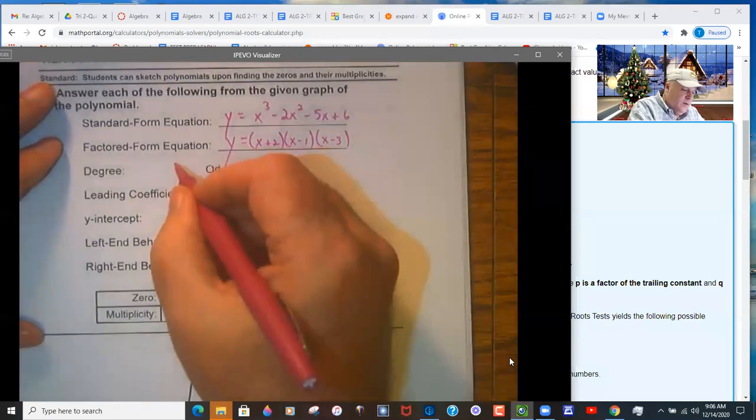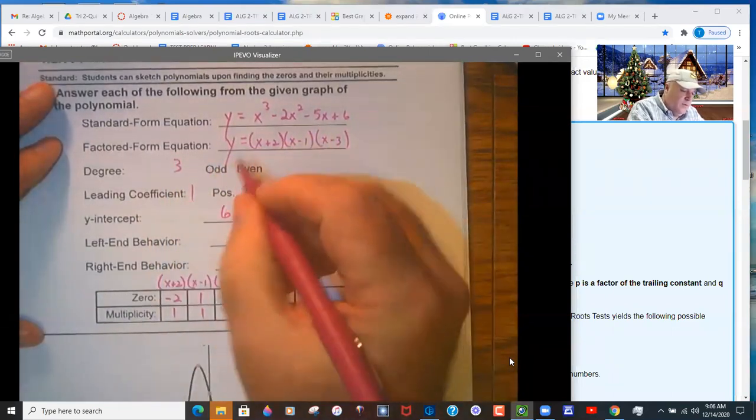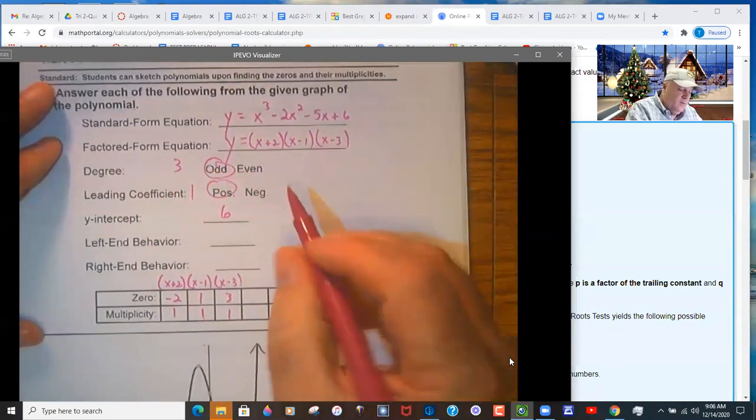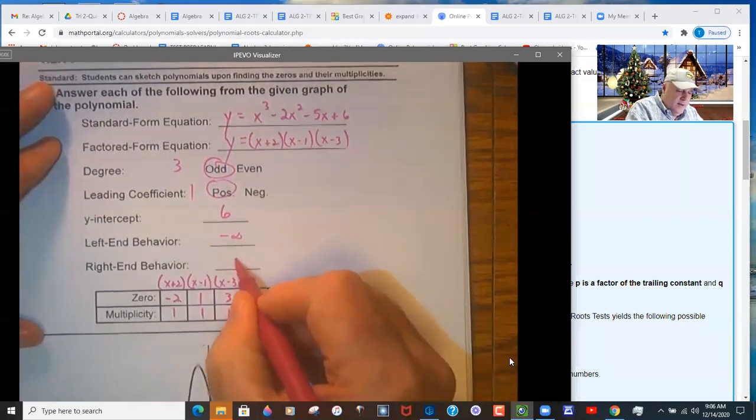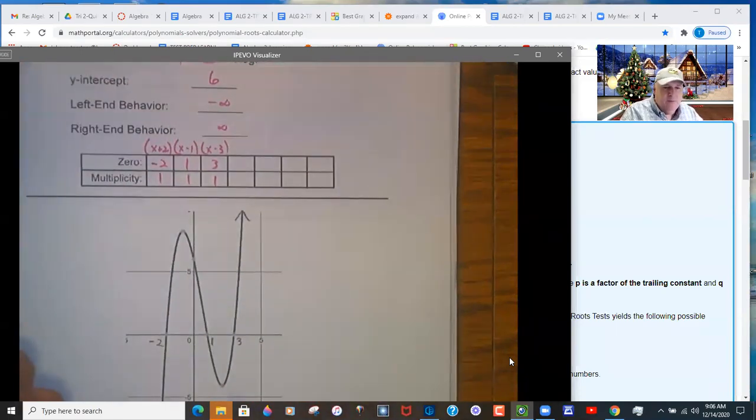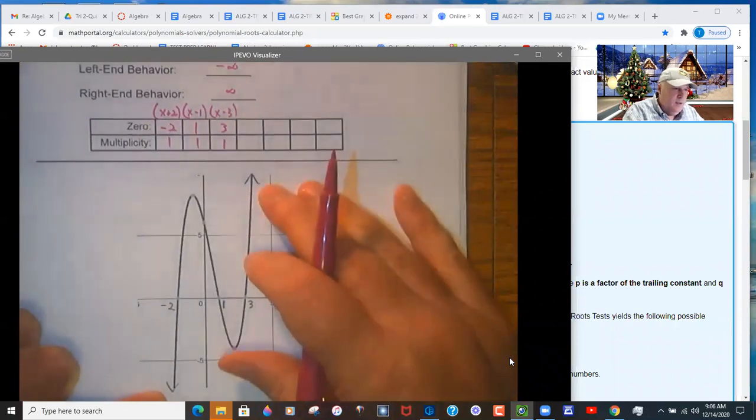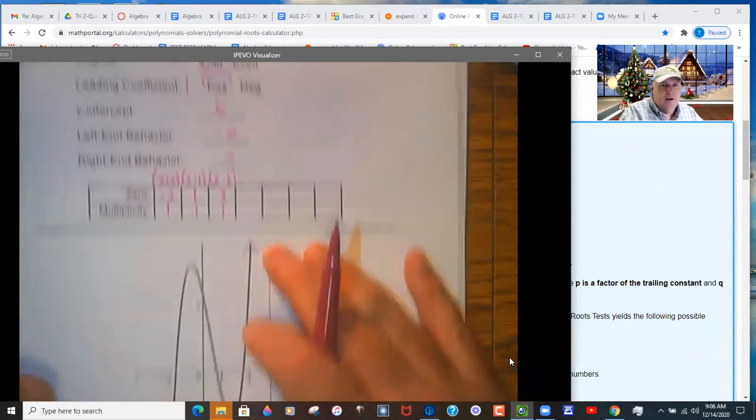So the degree is 3, the leading coefficient is 1, so we have an odd positive, meaning negative infinity, positive infinity. And as you look at the graph, it's going down towards negative infinity and then up towards positive.